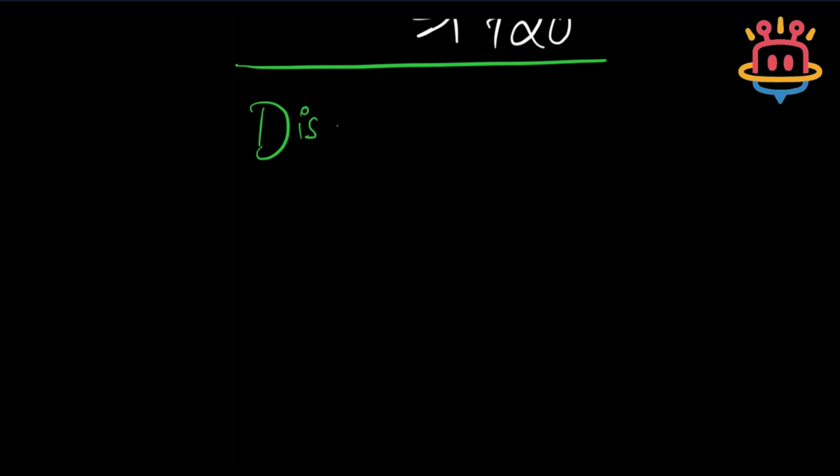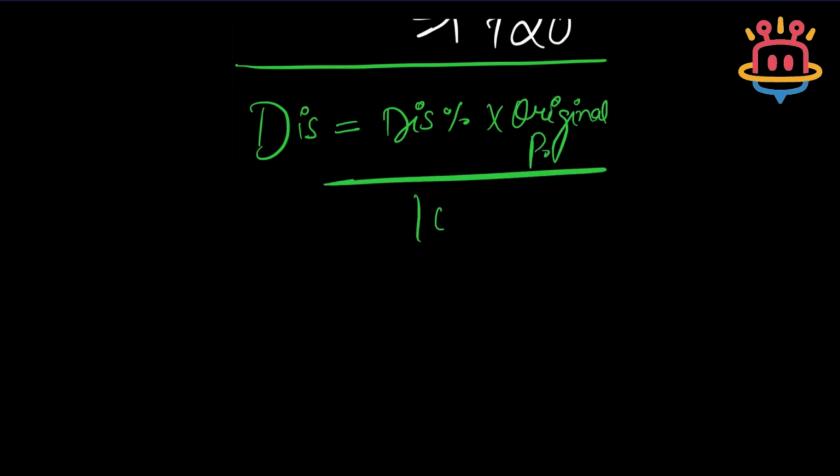Okay, so my dear math adventurers, whenever we are asked to calculate the discount amount, we use the discount formula. So what is the discount formula? The discount formula is: discount is equal to discount percentage multiplied by original price divided by 100. Simple.